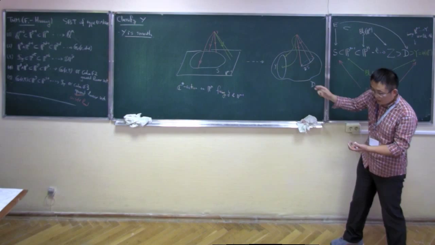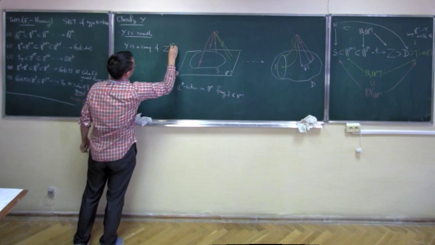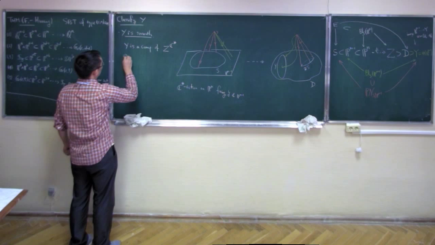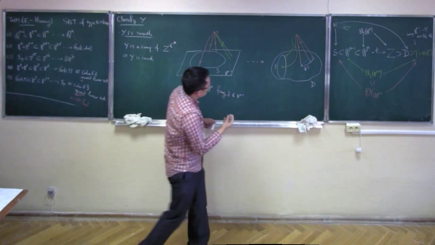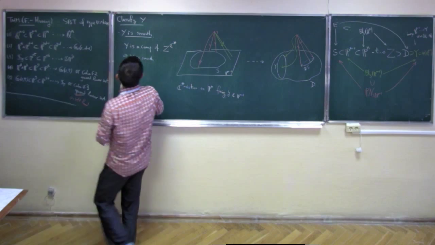So Y is a component of the fixed locus of this C^* action. But Z is smooth, so you get Y is smooth. So you show that Y is smooth. This is really the point where we use the smoothness of Z. This is a key point. So we have this smoothness of Y, and then we try to classify this Y.